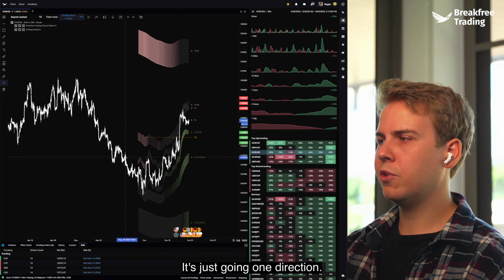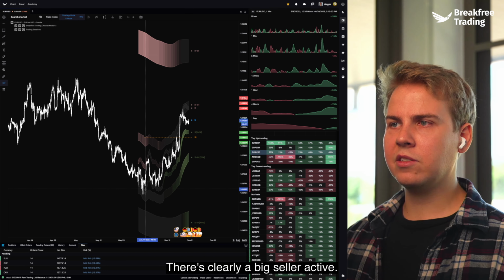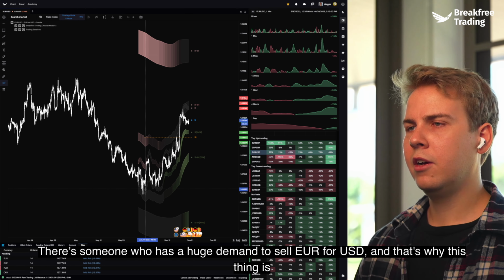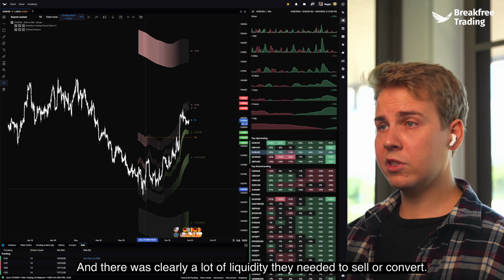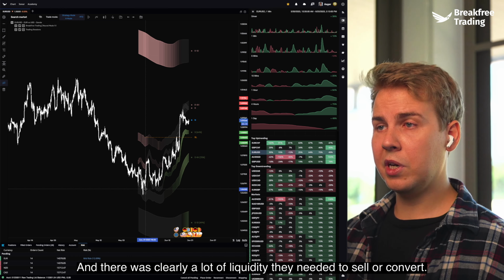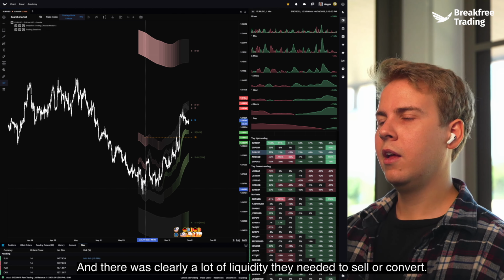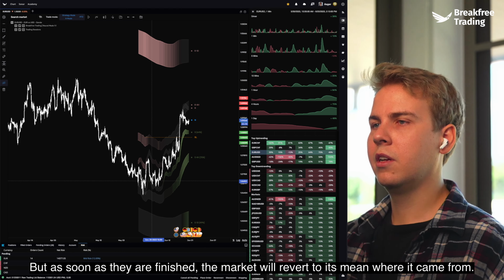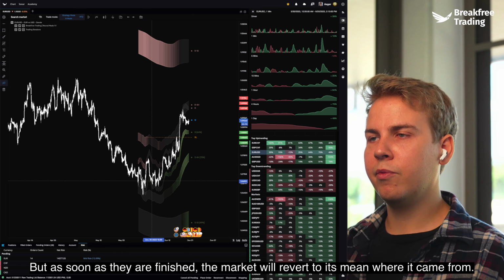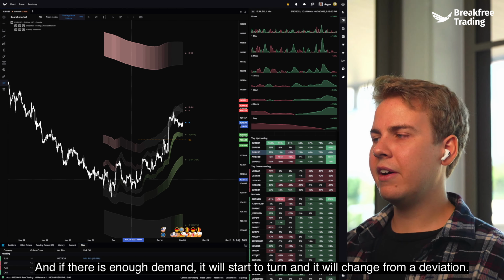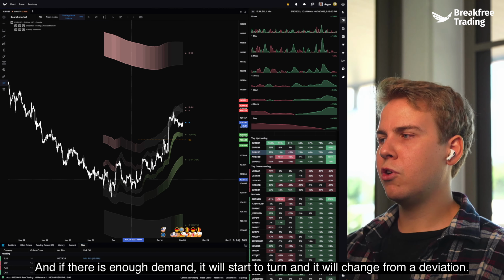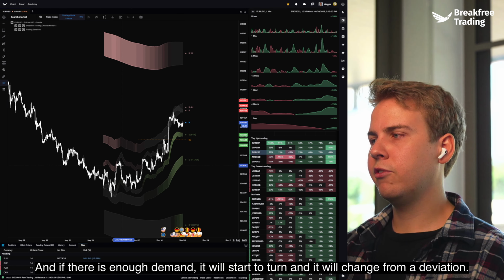It's just going one direction. There's clearly a big seller active. There's someone who has a huge demand to sell Euro for USD, and that's why this thing is going down. And there was clearly a lot of liquidity they needed to sell or convert. But as soon as they are finished, the market will revert to its mean, where it came from. And if there is enough demand, it will start to turn, and it will change from a deviation.